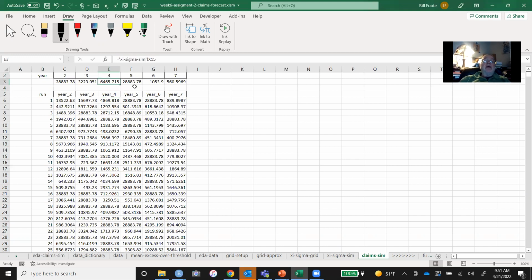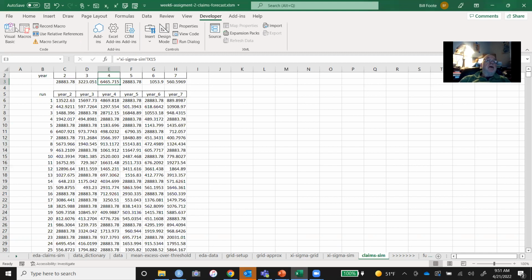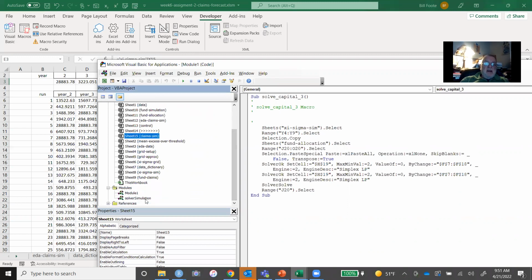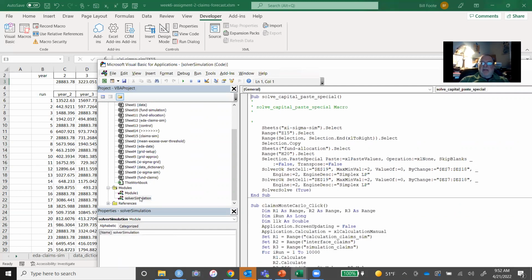If we go to the developer, we can actually see the code that was used. So we don't want solve capital. What do we want? Oh, assignment two. Yes, this is actually assignment number two. And that's the solver for claims. Here we go. Claims. So we have a calculation, an interface, and a simulation. So let's look those up.